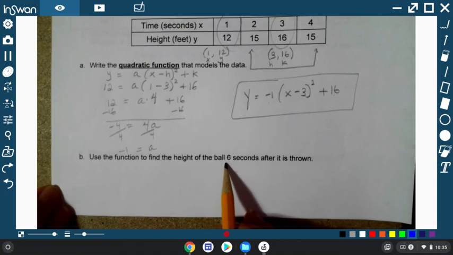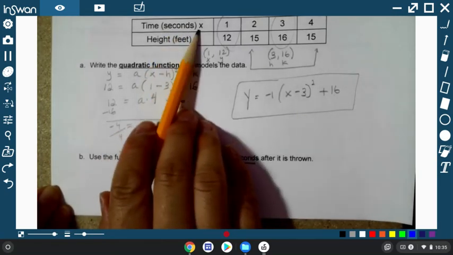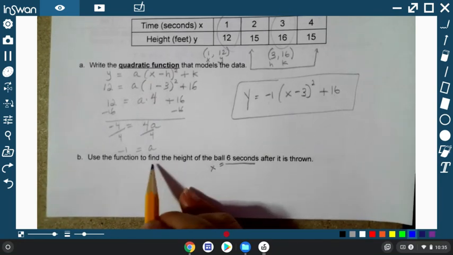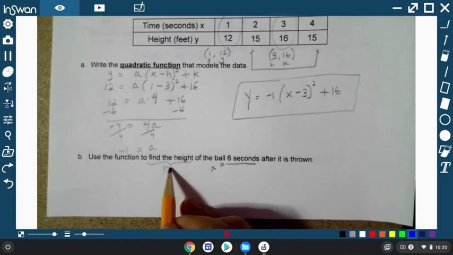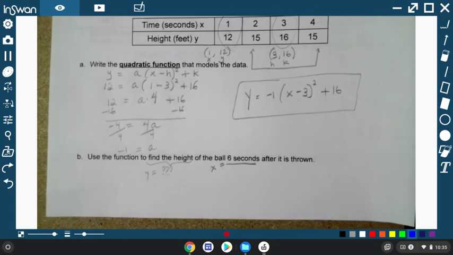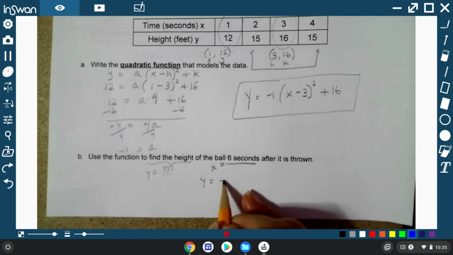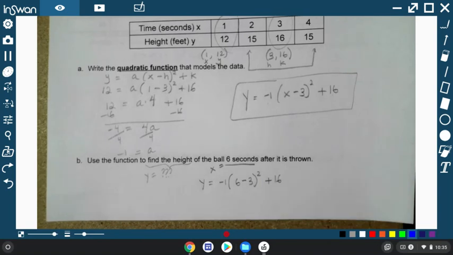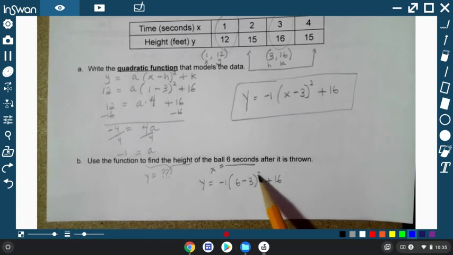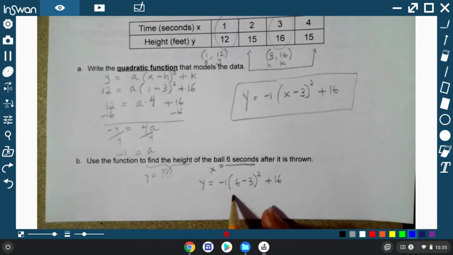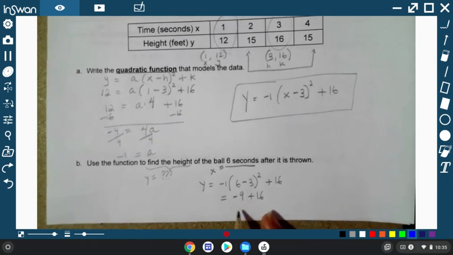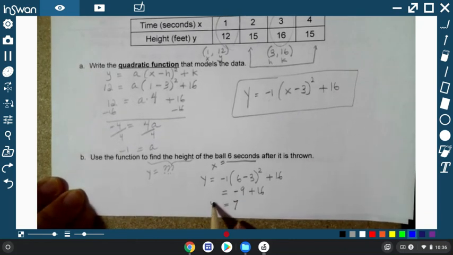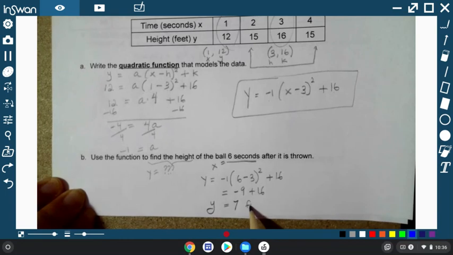It says 6 seconds after, and seconds was x. So they give me x equals 6 seconds later. What is the height? What is the y, which is the height? Okay, so into the equation it goes. All right, so that is 3. 3 squared is 9. That would be negative 9 plus 16. So my answer here is 7. y is 7 feet.